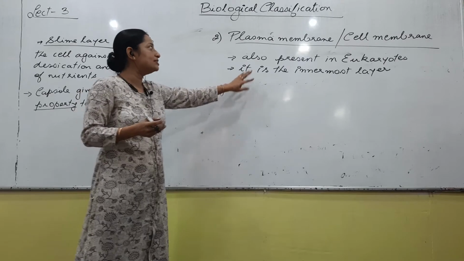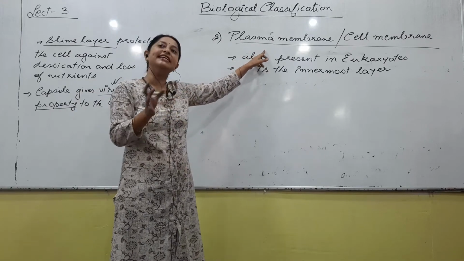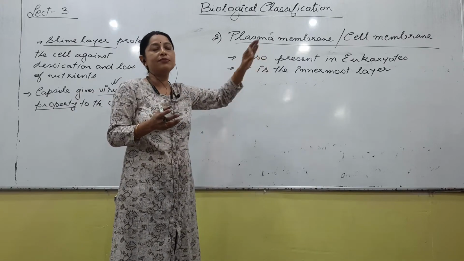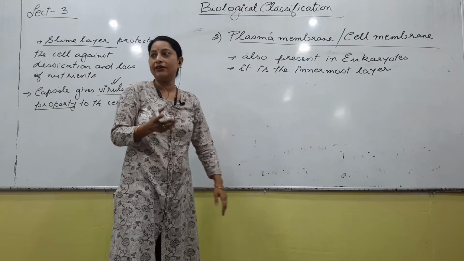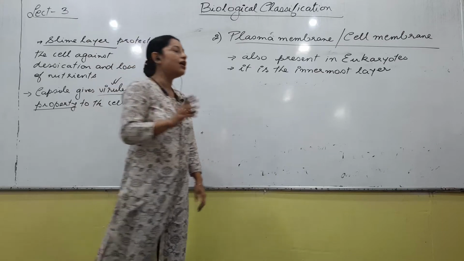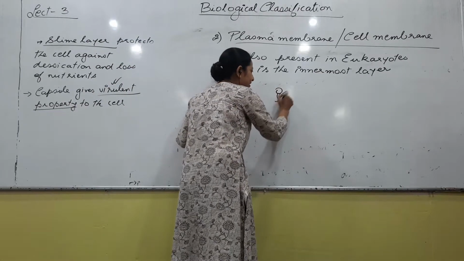Okay. So since we know that the plasma membrane is present in each and every cell, obviously the structure of the plasma membrane in case of a prokaryote and in case of a eukaryote will always be the same, right. So how does it look? It almost looks something like this.